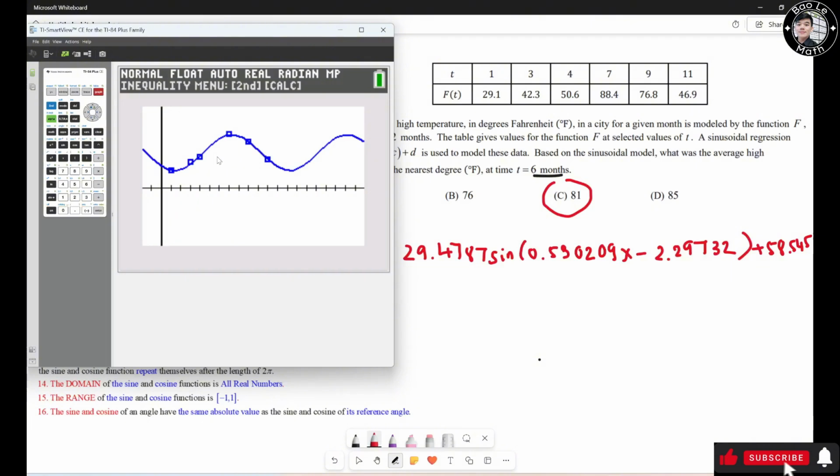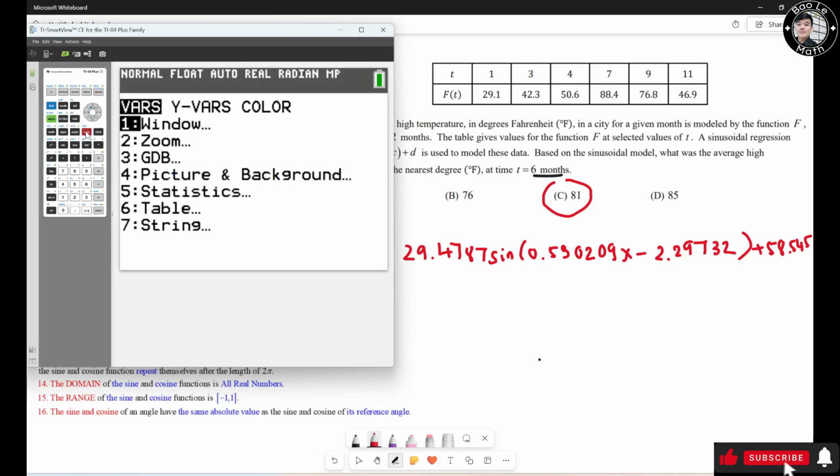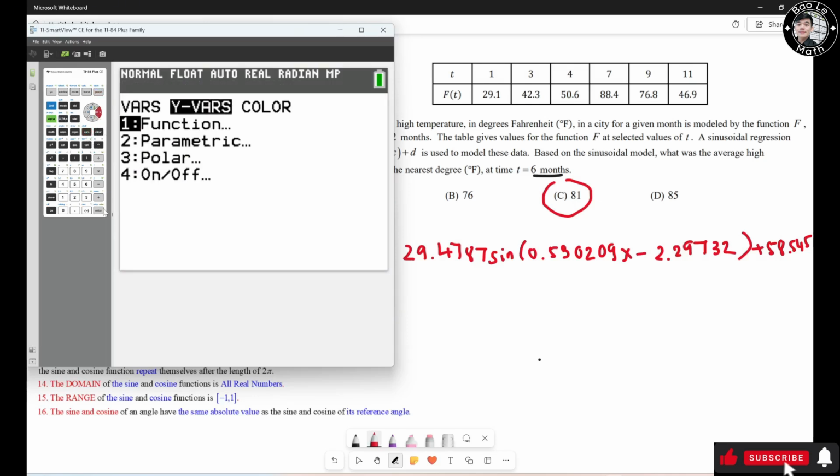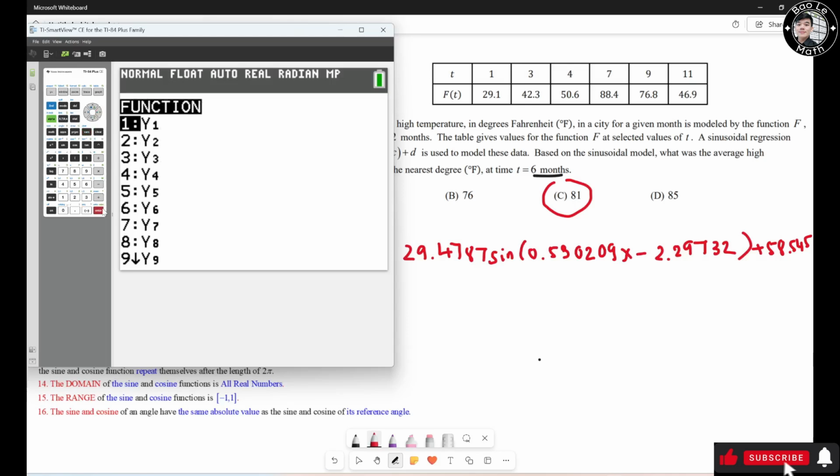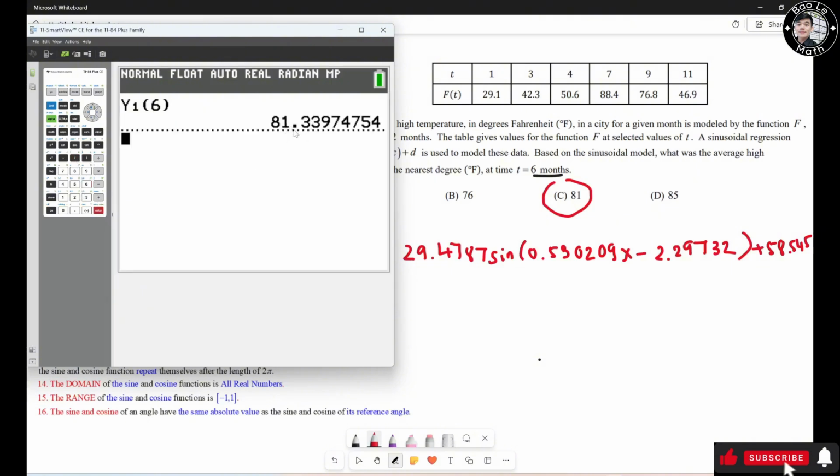Now I need to find the value of the function at t equals 6 months. Since I already stored the function, I just hit vars, Y-vars, function, Y1, and then I hit parentheses, 6, close parentheses, and enter. The answer is 81.33, so the answer must be C.